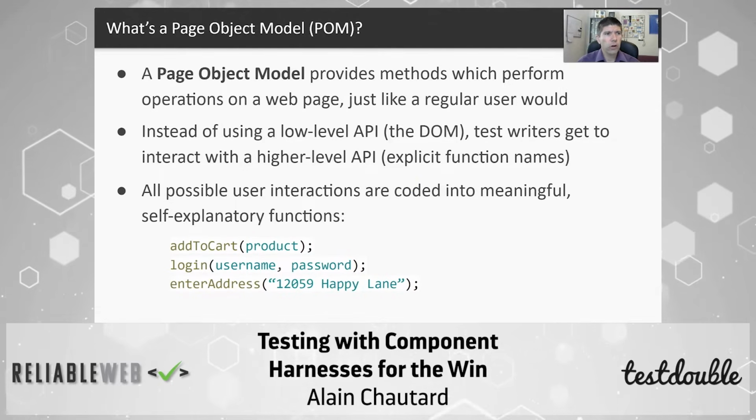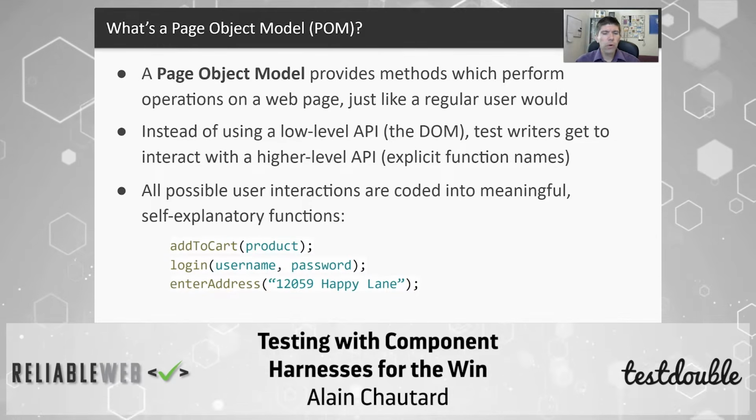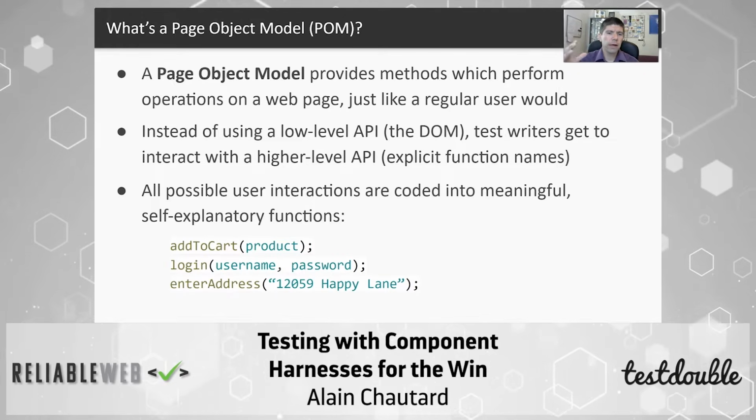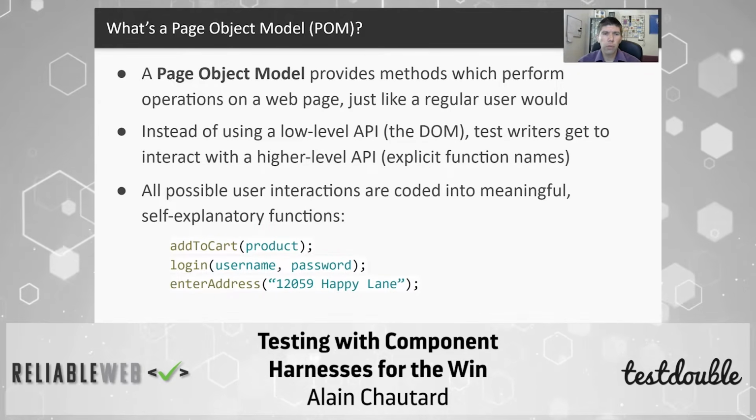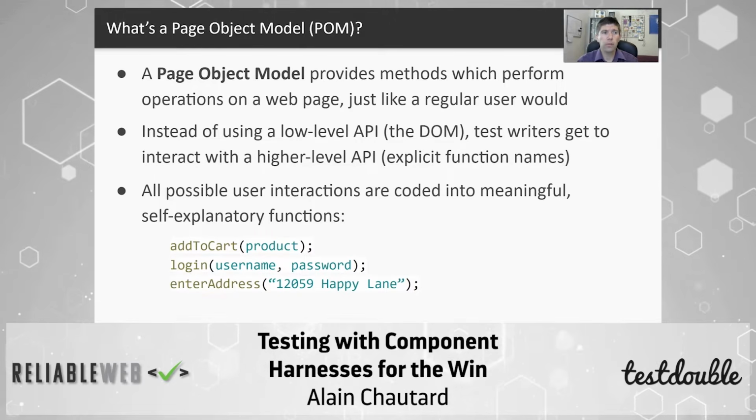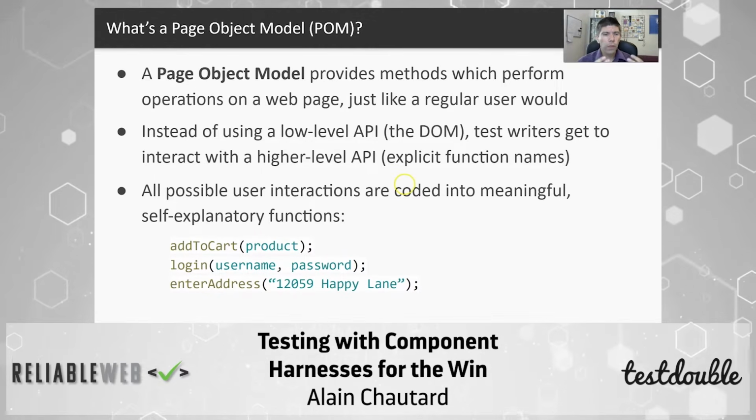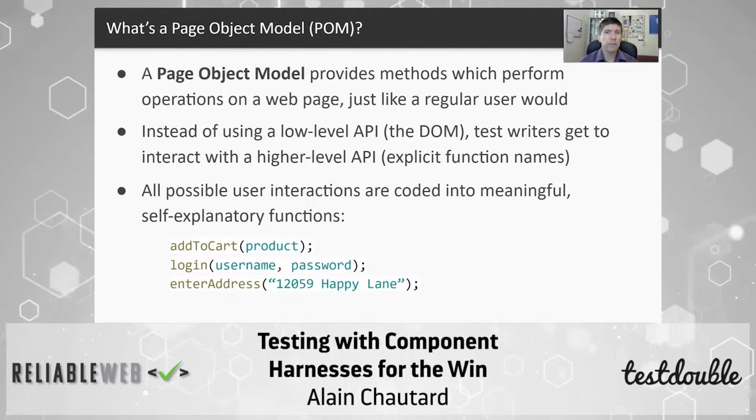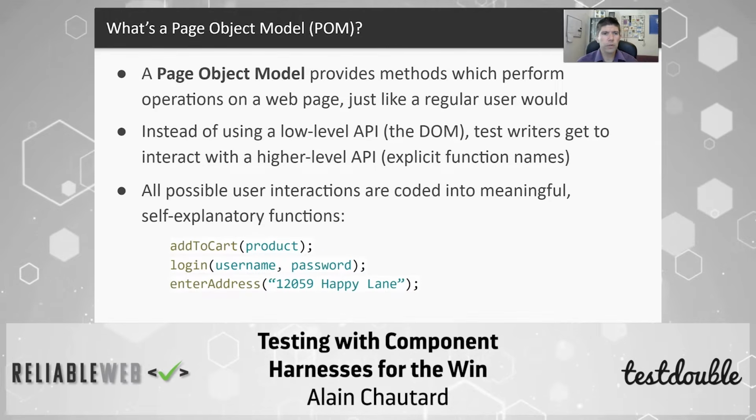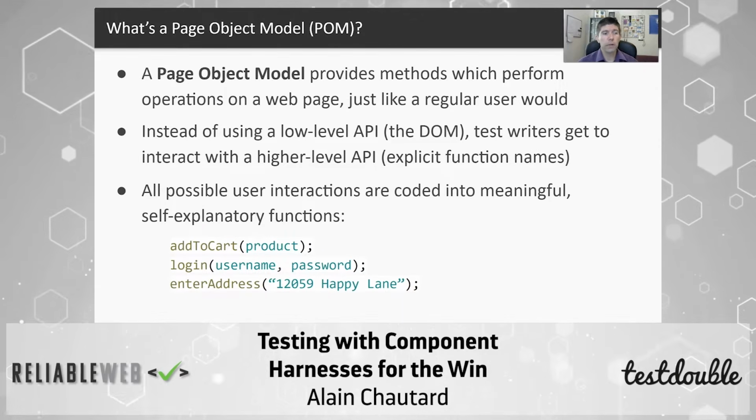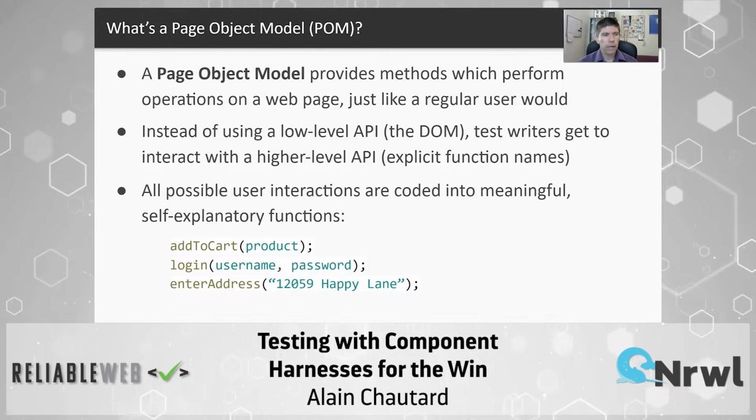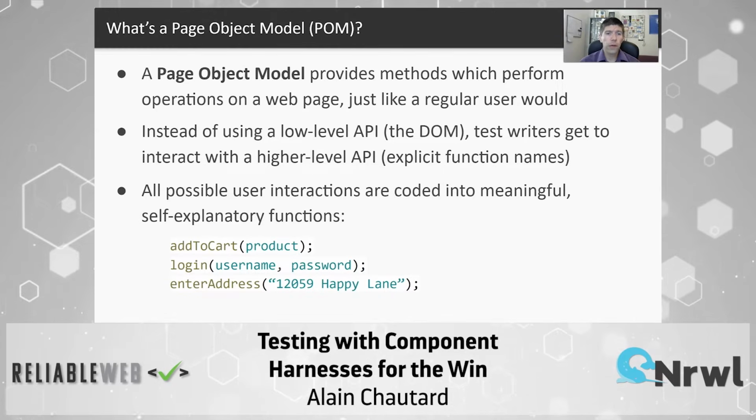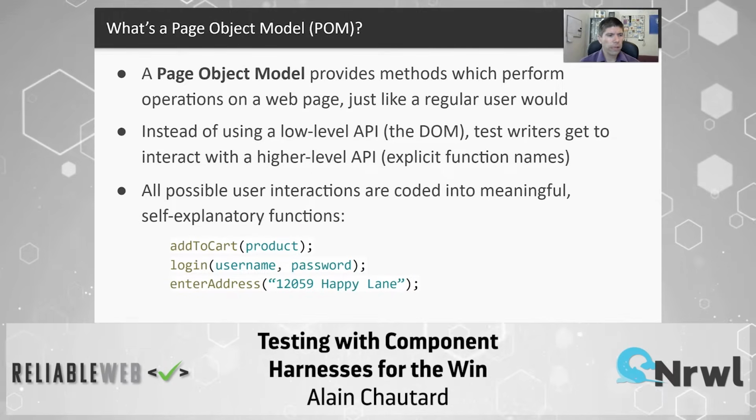The idea behind a page object model is that you have a class or a function that provides a higher level API to interact with an application, in that case with a web page. That page object model would give you methods, functions that have explicit names that just make sense, that are easy to understand, easy to read, self-explanatory, such as login, enter address, add to cart, sign out, all of these different features that would be user actions on the web application.